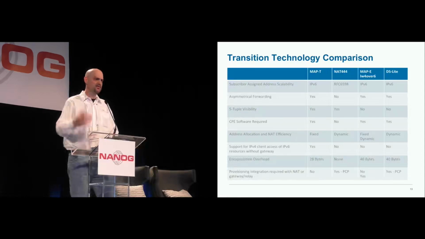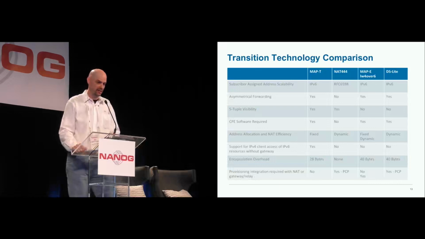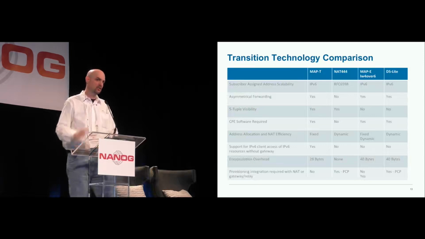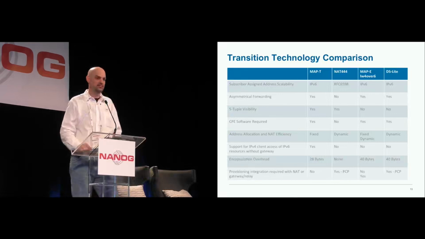In the IPv6 cases, obviously, we have IPv6 address scalability, which is more than enough address space to uniquely assign to each one of the customer gateways. Asymmetrical forwarding, since it's a stateless technology, MAP-T supports this, as well as MAP-E and lightweight 4over6. The stateful technologies, DS-Lite and NAT444, do not. 5-tuple visibility, as discussed previously: MAP-T supports it, NAT444 supports it, since we're talking about only double translation, but those that do encapsulation, you're not going to have 5-tuple visibility.